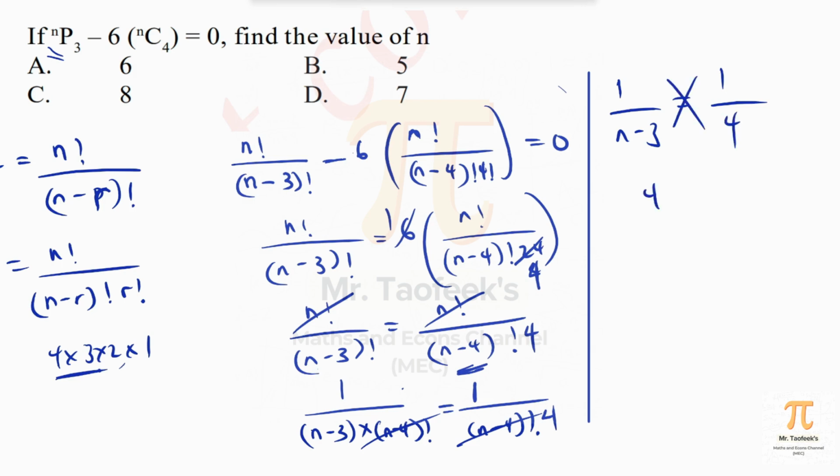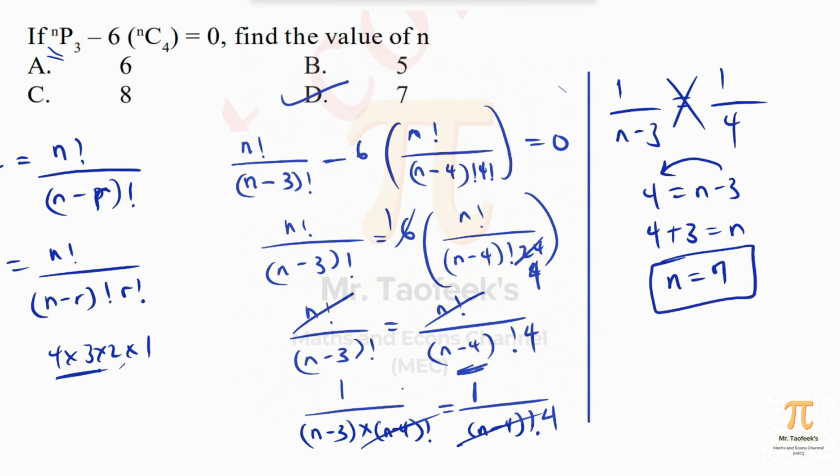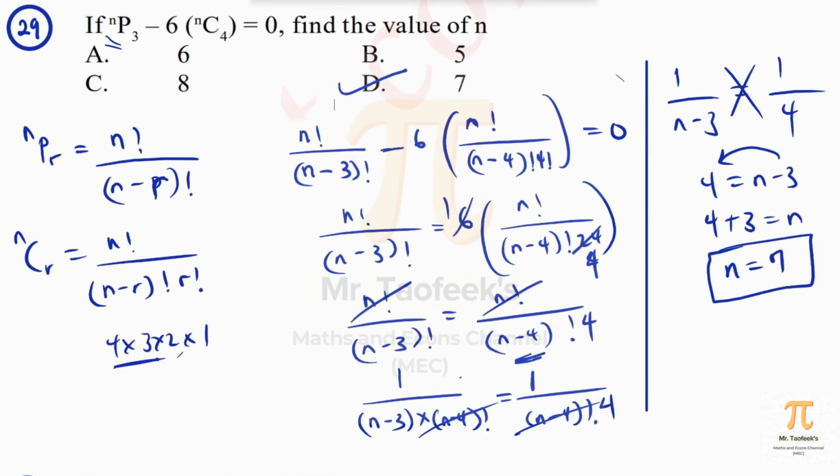So cross multiply, 4 is equal to n minus 3 times 1, which is n minus 3. So 4, bring your minus 3 here, 4 plus 3 is equal to n, and n is equal to 7. So our answer is option D. All right, I hope that finally that's clear. This is about factorial, which is of course our statistics.